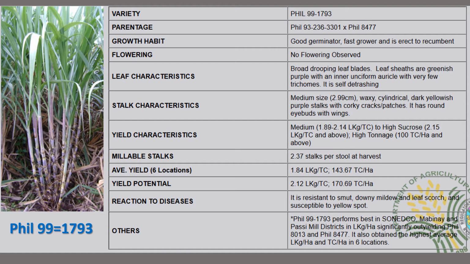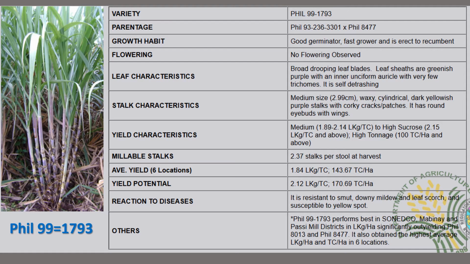So we have here Field 99-1793. This is one of our experimental varieties in the study that we have conducted. Here are the characteristics of Field 99-1793. For the growth habit, it is a good germinator, so mabilis siyang tumubo, and it has an erect to recumbent type of growth habit. No flowering observed, so hindi ito namumulaklak pagdating ng Disyembre or short day period.